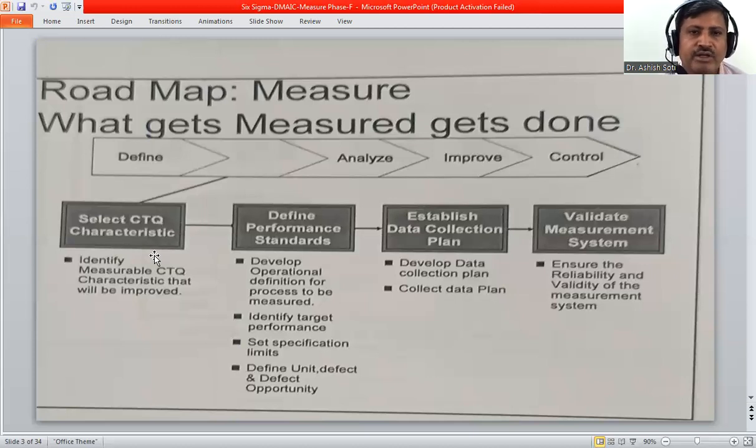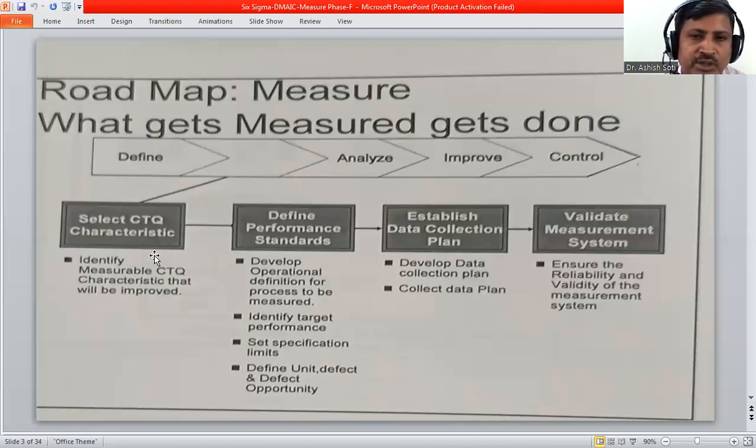Define performance standard. Develop an operational definition for the process to be measured. Identify target performance. Set a specification limit. Define unit, defect and defect opportunities. So what is expected out of the process? What is going to be the performance standard for the process? What level of defects is going to be acceptable? What are the specification limits that we are going to see here under define performance standards?